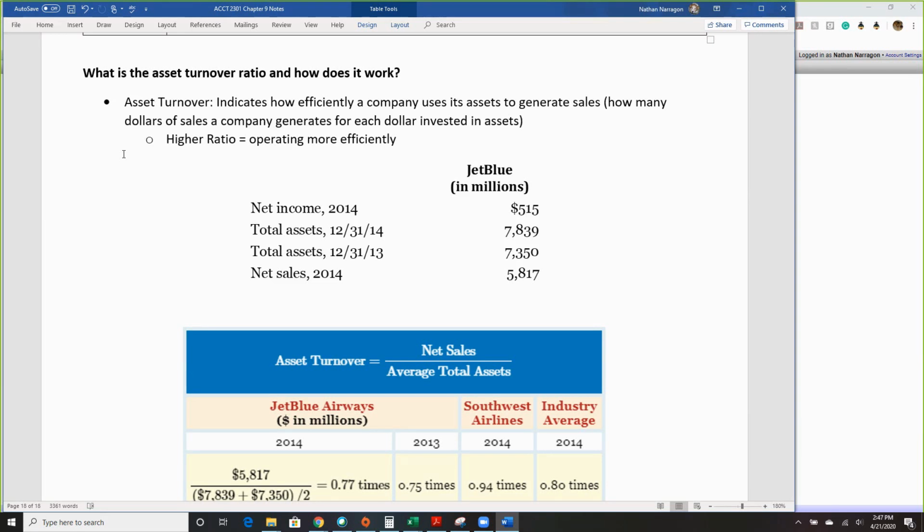So when we look at these, basically this is going to indicate to us how efficiently a company is using its assets to generate sales, or how many dollars of sales a company generates for each dollar invested. So, are our assets making us some money? That's the question. So the better the ratio, the more efficiency we have. Okay?